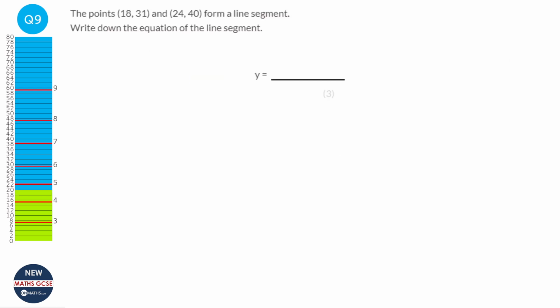So we know that the equation of all linear graphs, which we have here, is going to follow the y equals mx plus c. And we need to find out what the m and the c are. So we're going to first of all work out what the gradient is. So that's going to be m. And the gradient is the change in y over change in x.